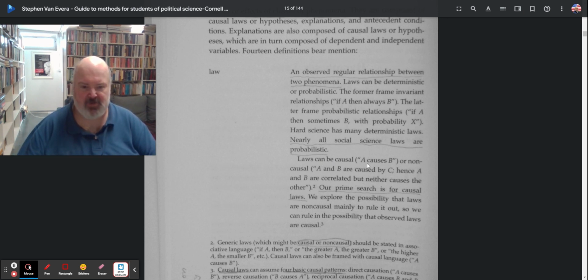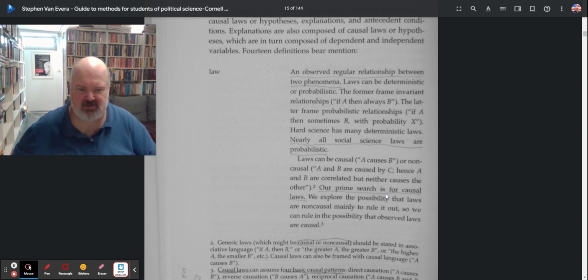Causal laws can be causal, where A causes B, or non-causal, where A and B are caused by C. Hence A and B are correlated, but neither causes the other. This causes this, that's causal. But with these two, there's no causality. They're correlated, both occurring, but there's no direct aspect of cause.